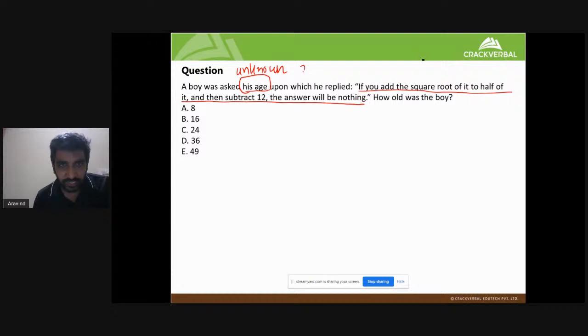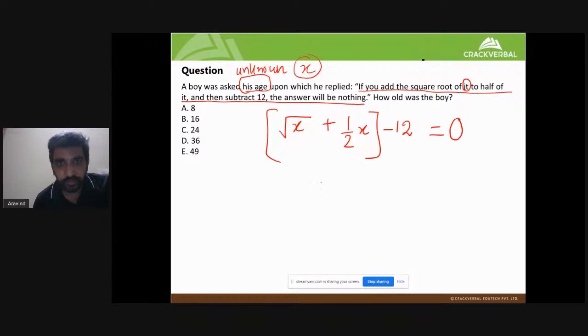So the unknown, let us take as x, our favorite variable. If you add the square root of it, which is obviously the age, so square root of x, if I add this to half of it, that is half of x, and then subtract 12 from the resultant, so from this expression, if I subtract 12, the answer will be nothing, which means the answer will be 0. How old was the boy? So we are essentially trying to find out the value of x.